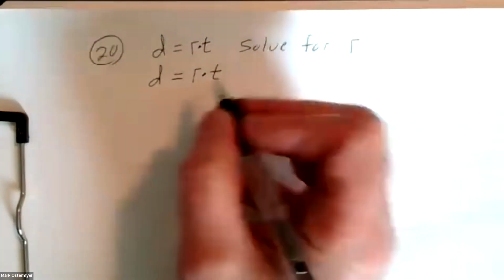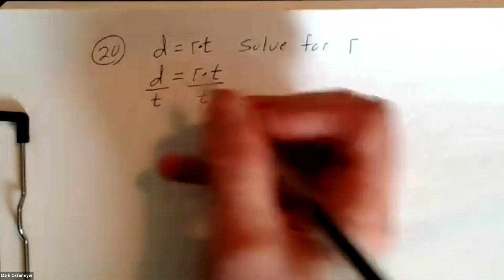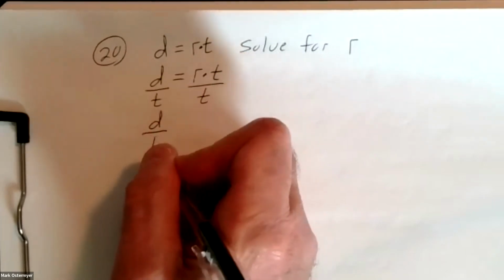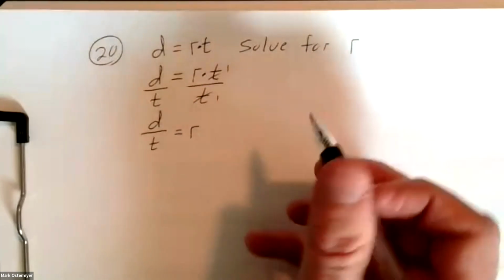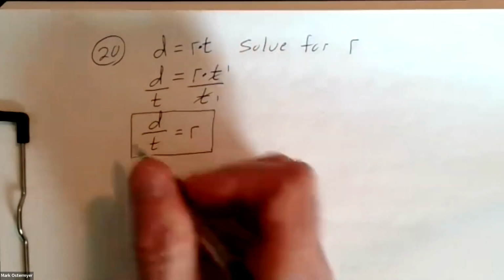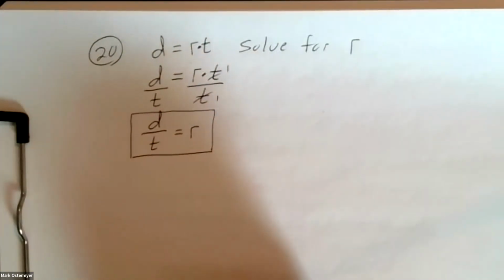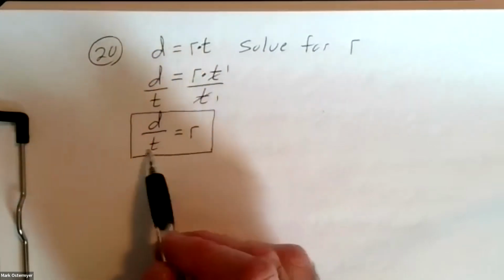So in order to solve for R, I'm going to have to divide both sides of my equation by T. Therefore, D divided by T is equal to R, as the T's on the right side reduce out to 1. Ladies and gentlemen, I have accomplished my task. I've taken that formula and I've solved it for R. Any questions how I took this formula, initially solved for D, and solved it for R?